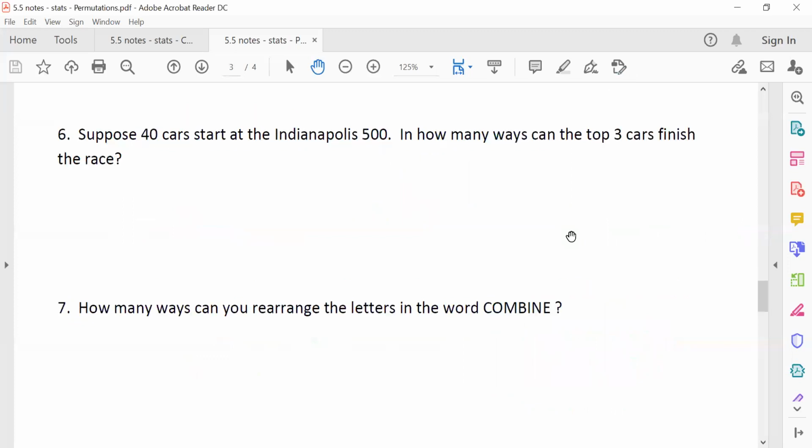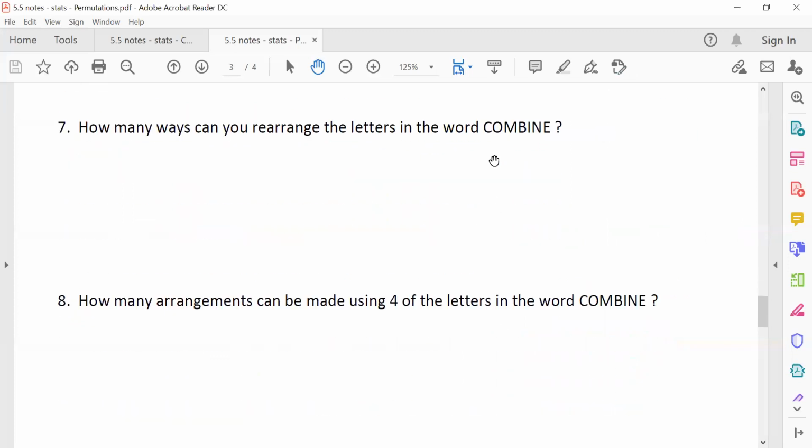So that's a permutation. How many ways can you rearrange the letters in the word combine? Well, there's 1, 2, 3, 4, 5, 6, 7 different ways. So that would just be 7 factorial, which is the same actually as 7P7. Take 7 objects and permute all 7 of them. It's the same thing. And that would be 5040.